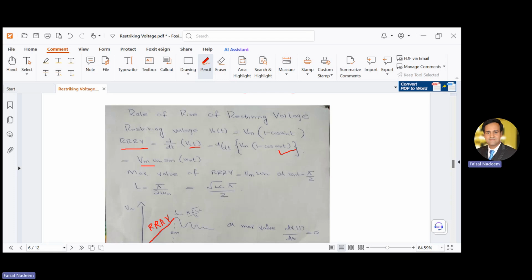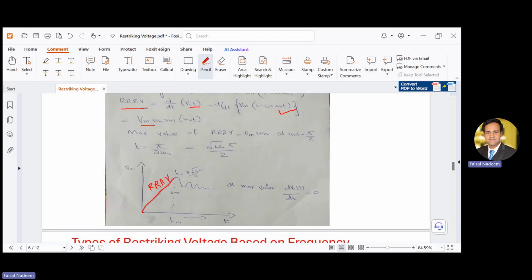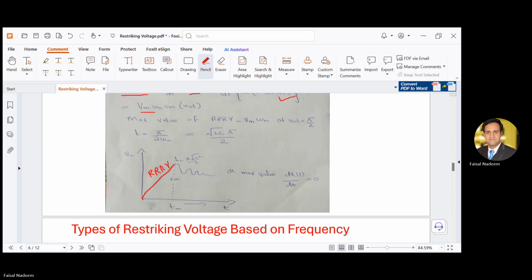So if omega nt is equal to pi by 2 for the maximum value, then t is equal to pi over 2 omega n. If we put in the value of omega n, t is equal to root LC times pi divided by 2. This value of t is also important for the calculations in the numericals we will do for the RRRV.